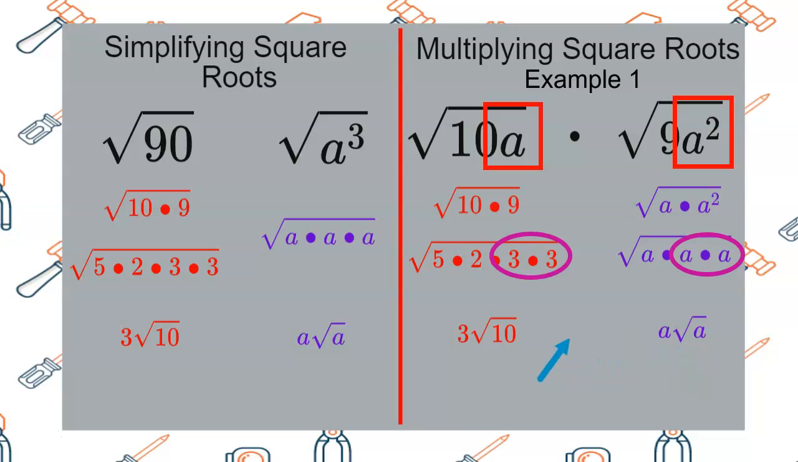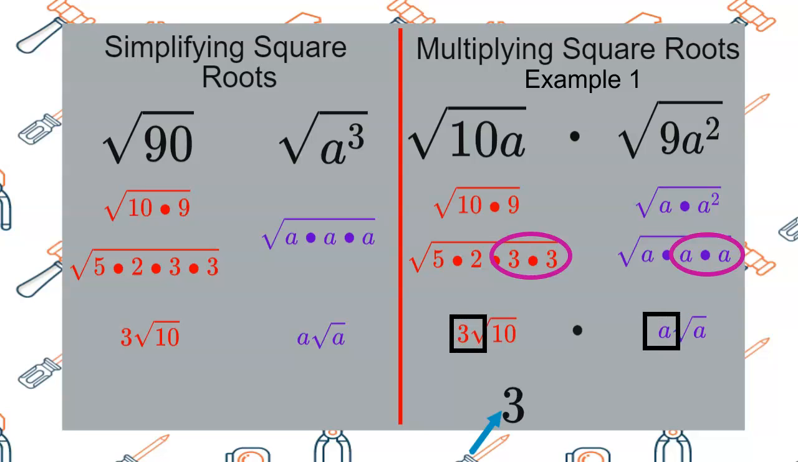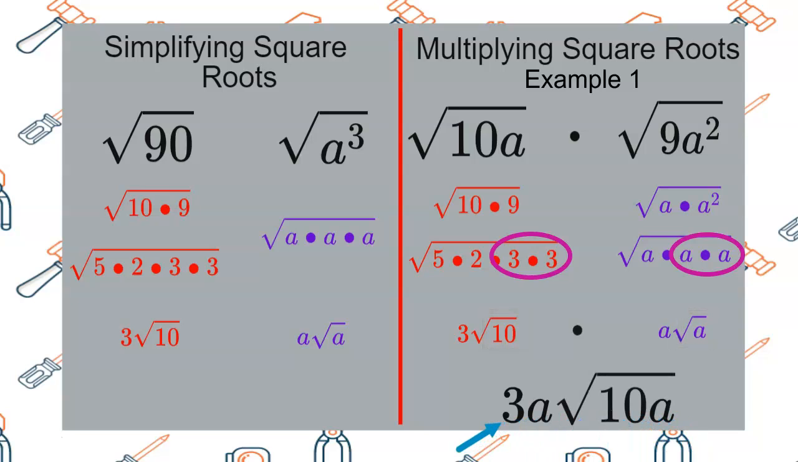Now that we have both the numbers and the variables simplified, we can multiply these two back together and give us our final answer. So 3 times a, 3a, and what we have left under the radical, 10 times a, gives us 10a under the radical. So our final answer will be 3a with a square root of 10a.